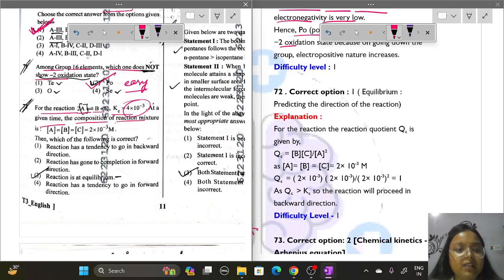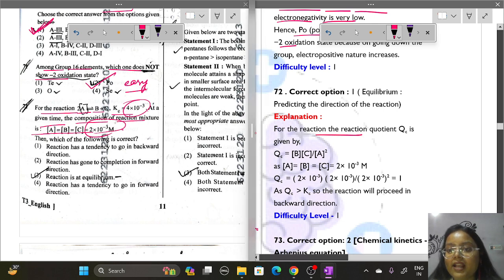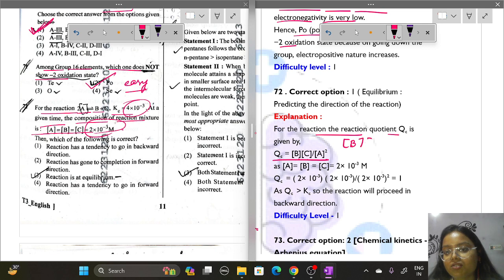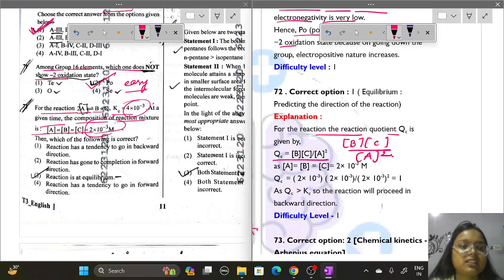At a given time, the composition of the reaction mixture is A equals B equals C, and the composition is given. So for the given reaction, Qc is given by the concentration of B into the concentration of C, divided by the concentration of A squared. By this reaction, we will find out this type of equation.